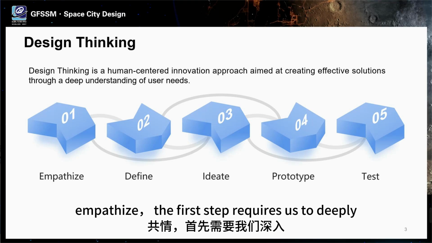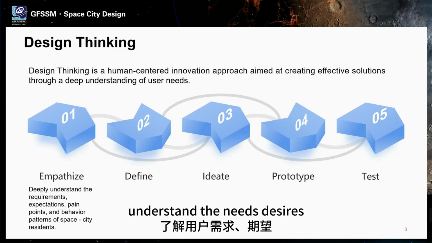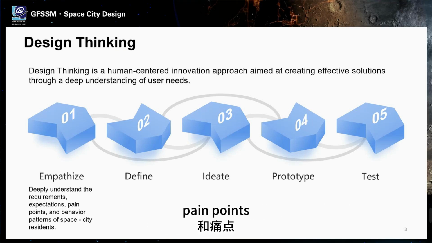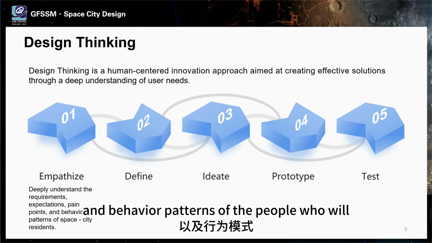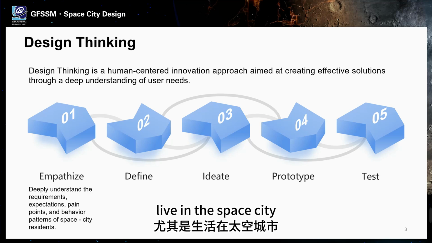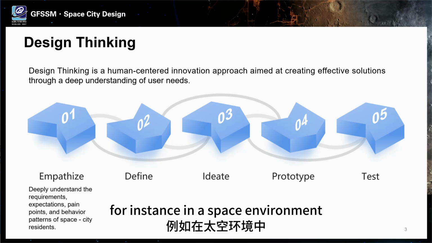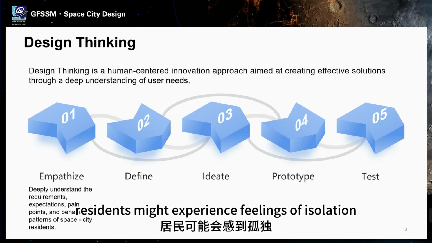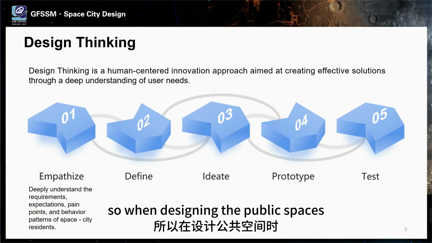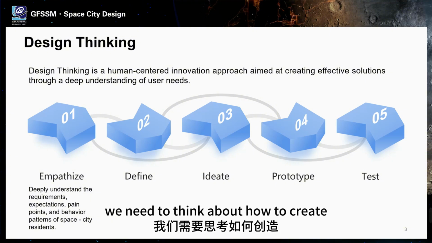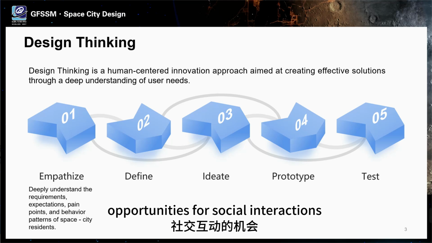Empathize. The first step requires us to deeply understand the needs, desires, pain points, and behavior patterns of the people who will live in the space city. For instance, in a space environment, residents might experience feelings of isolation, so when designing the public spaces, we need to think about how to create opportunities for social interactions and community building.